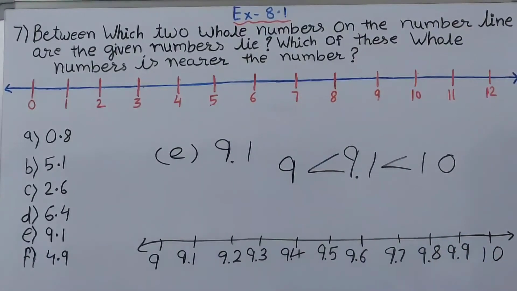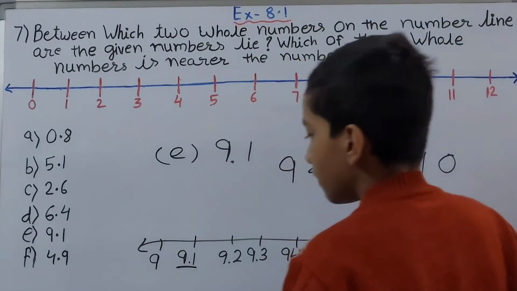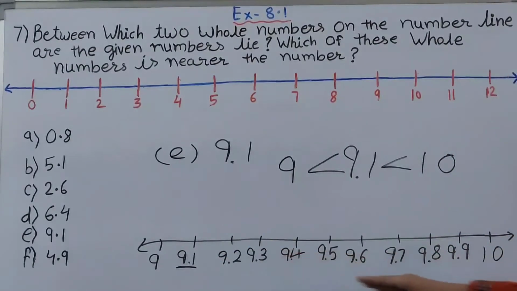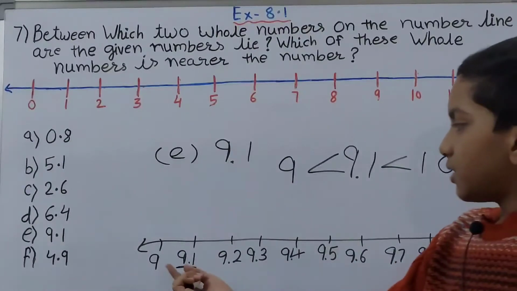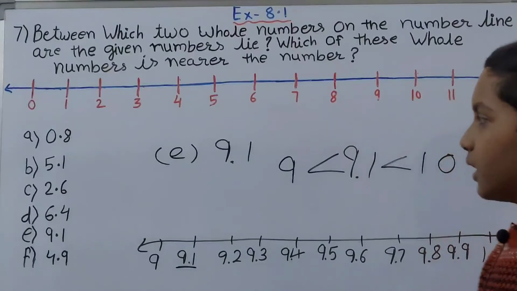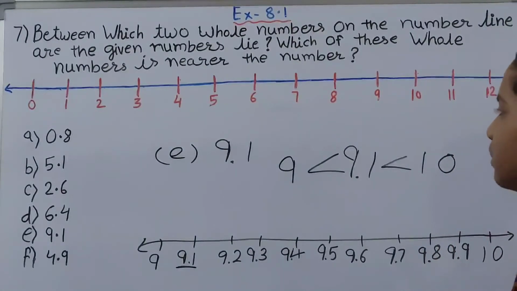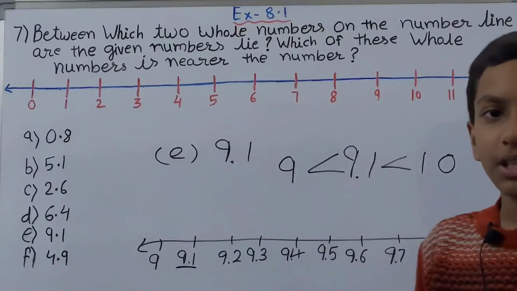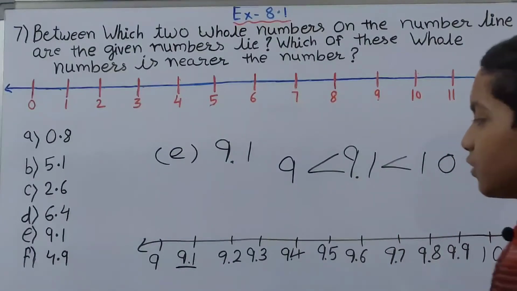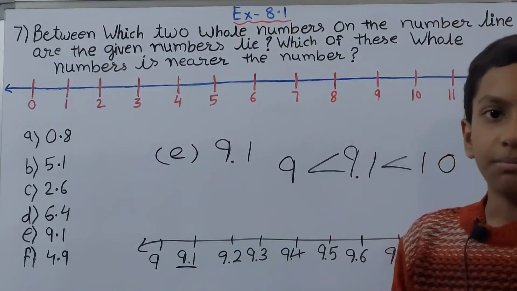Now look for this decimal 9.1. So in the beginning only we will find it, and you can easily see that there is a lot of distance from 9.1 to 10 whole, and there is no decimal number from 9 to 9.1. So the answer of the E part is that our decimal 9.1 lies between the whole numbers 9 and 10, and it is nearer to the whole number 9.